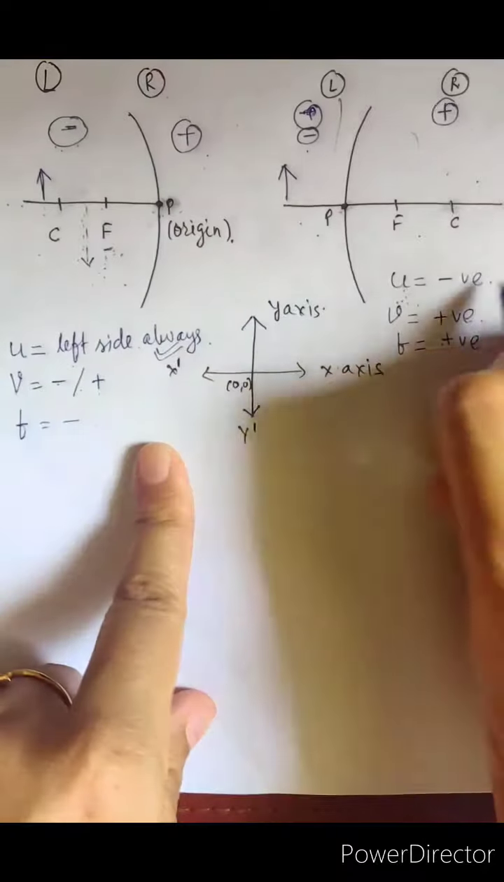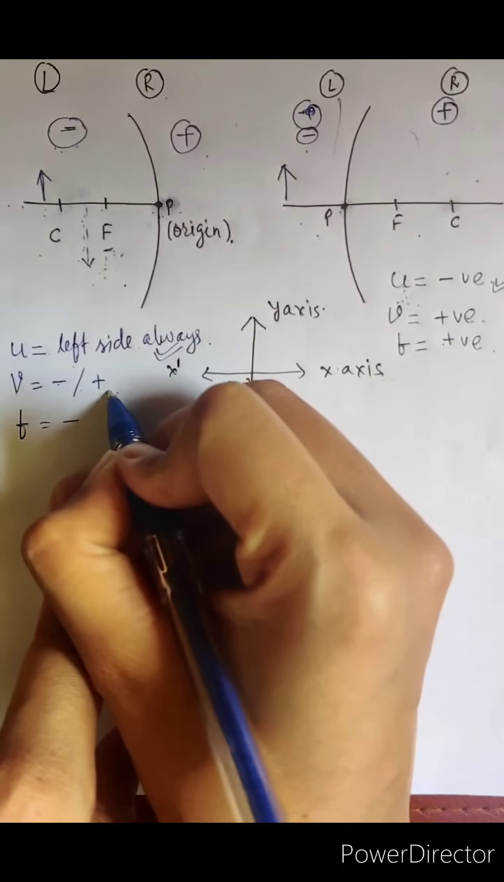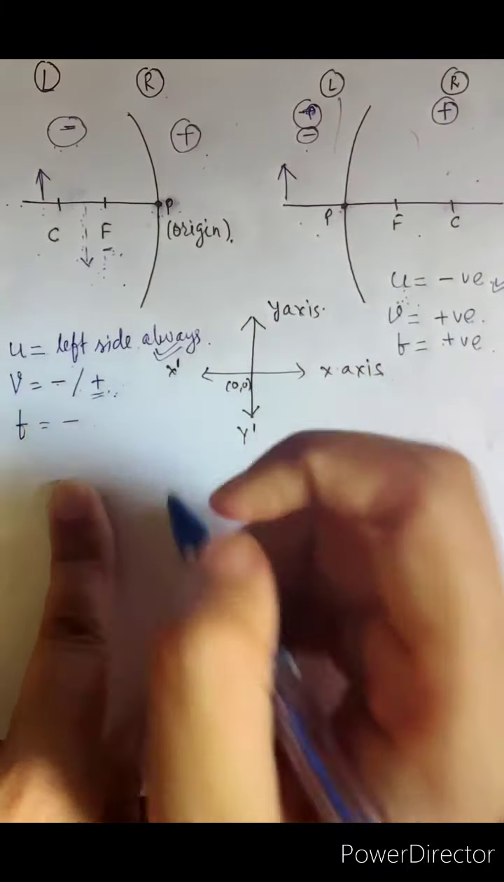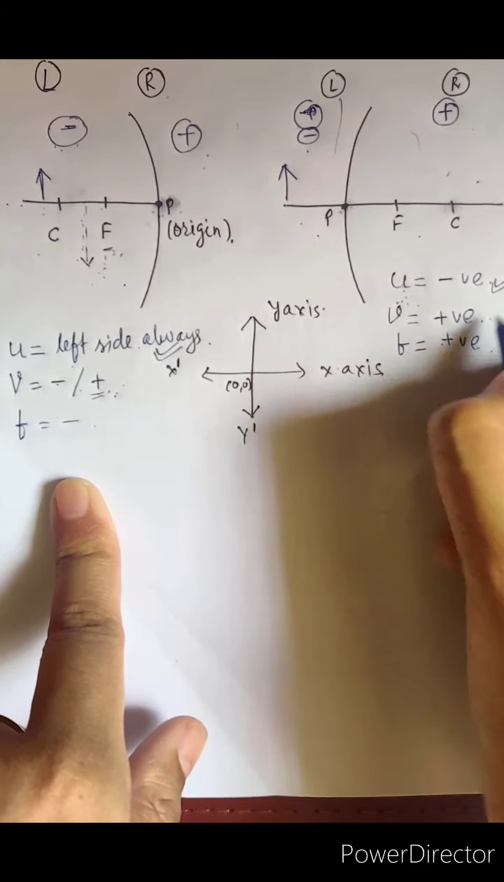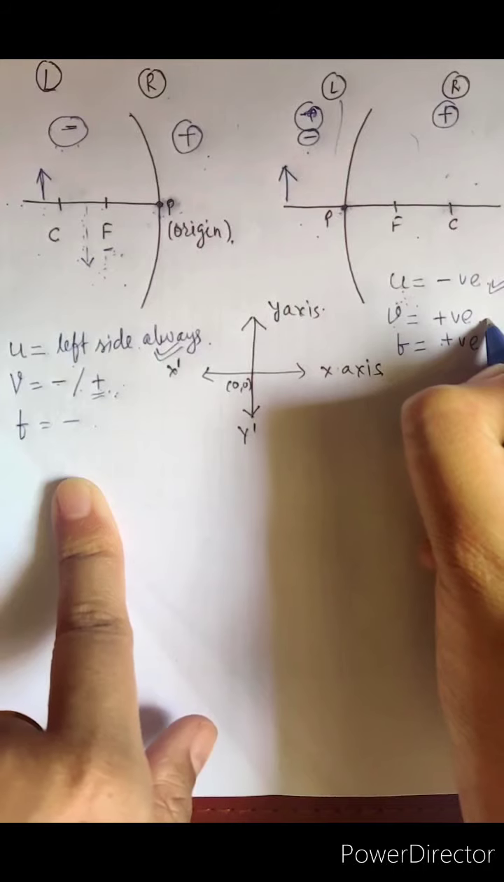U in both the cases will always be negative. V in the case of concave mirror will be negative or positive. Positive only in one situation, and you are aware of that. And in the case of convex mirror, V will always be positive.